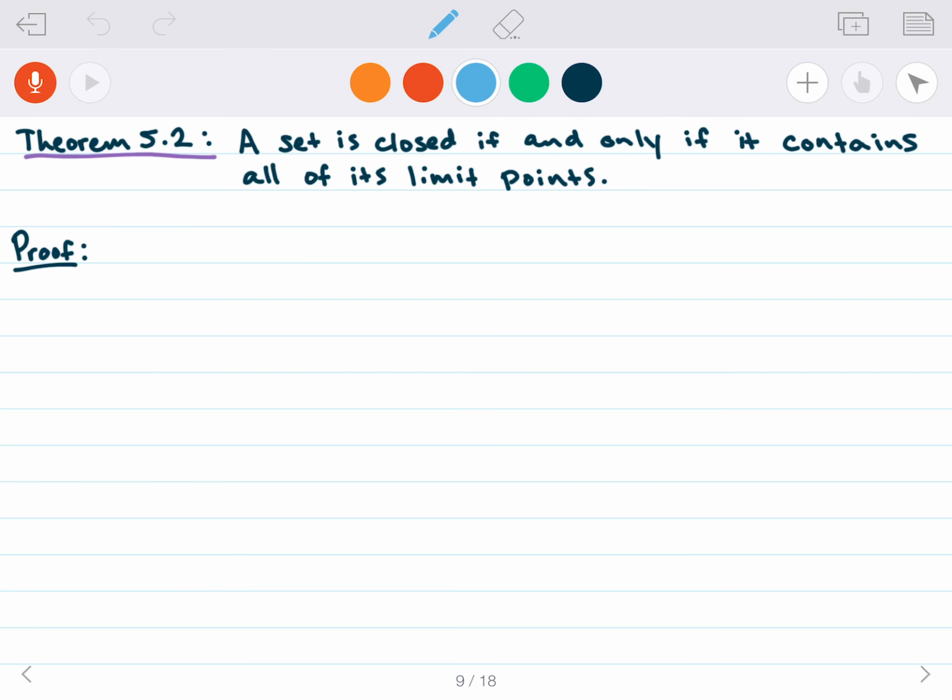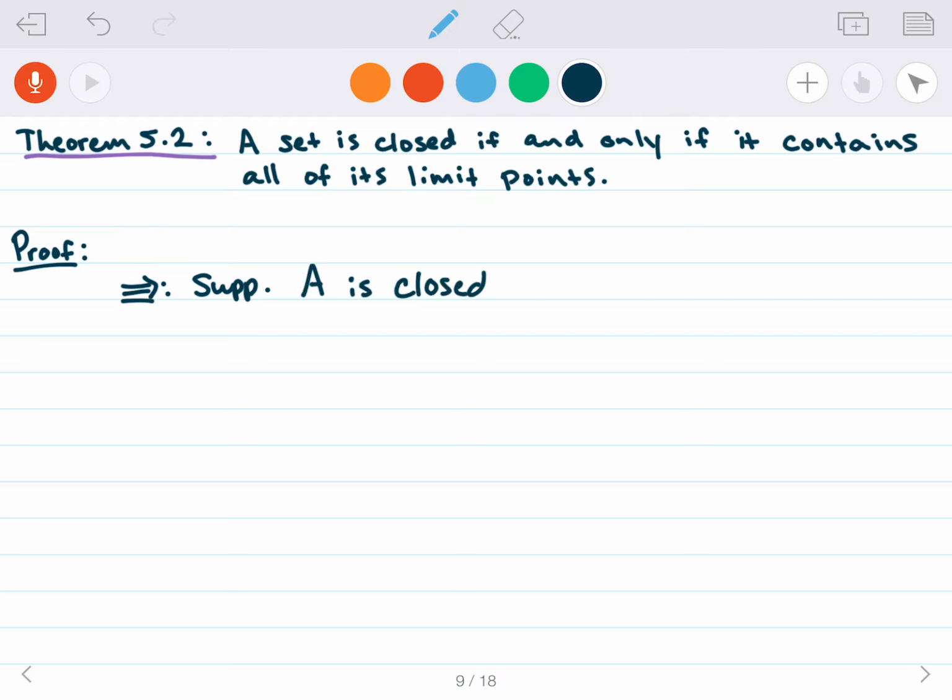So here's our theorem, and we're going to prove this. The theorem is: a set is closed if and only if it contains all of its limit points. We have an if and only if, so we need to prove both directions. Let's prove the forward direction first. We're going to suppose that A is closed, and show that this implies that it contains all of its limit points. I encourage you to pause the video and see if you can work this out for yourself, but let's go. So suppose A is closed.